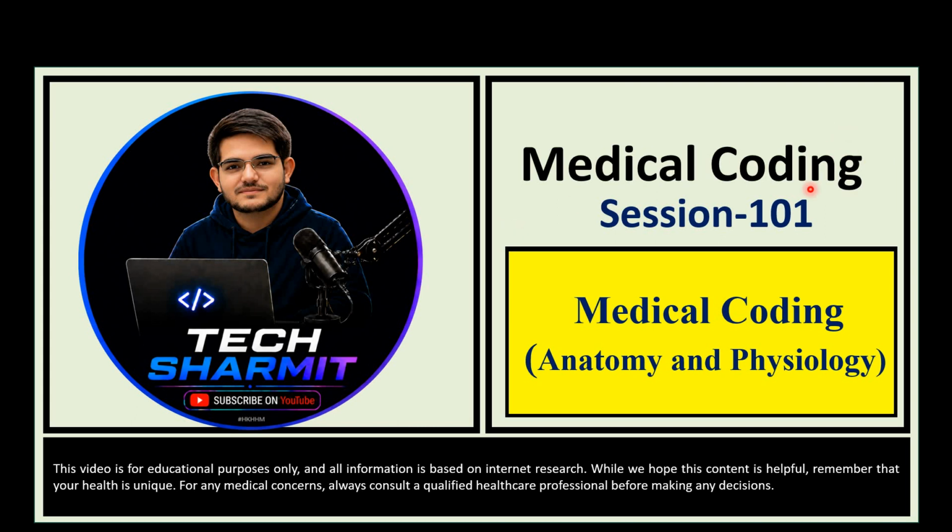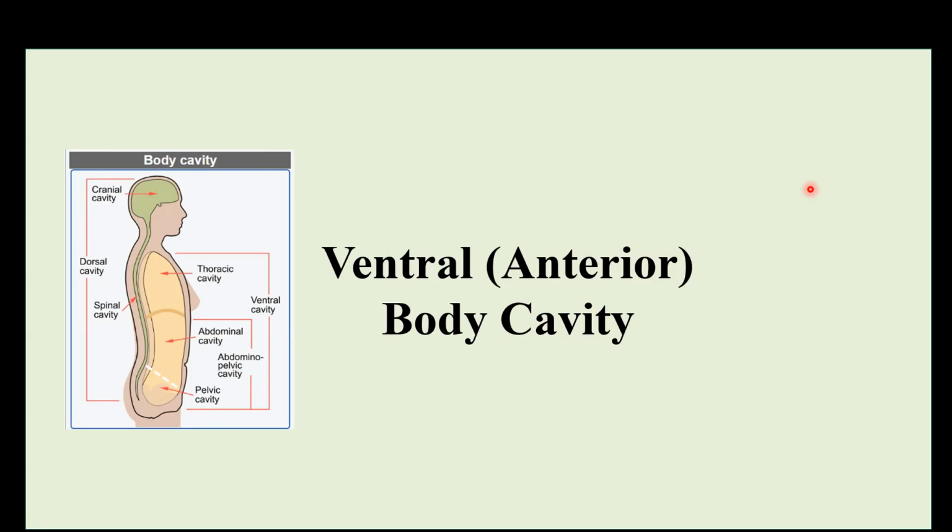In this session, we are going to talk about another very important topic related to medical coding anatomy, where we will be mainly focusing on the ventral anterior body cavity. If you remember, in our last session, we talked about the dorsal cavity and its subtypes, like the cranial and spinal cavity. Now we are going to continue with the ventral cavity, where we will talk about the thoracic cavity, abdominal cavity, abdominopelvic cavity and pelvic cavity, which is nothing but a name for both cavities.